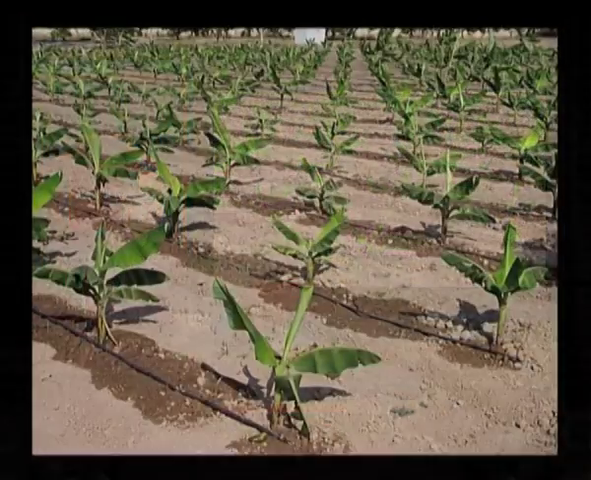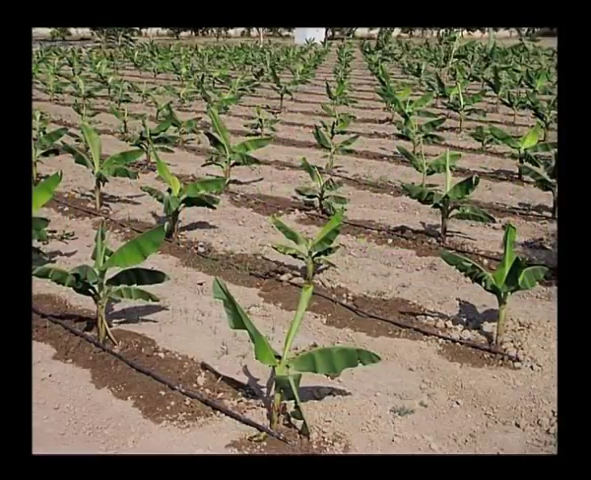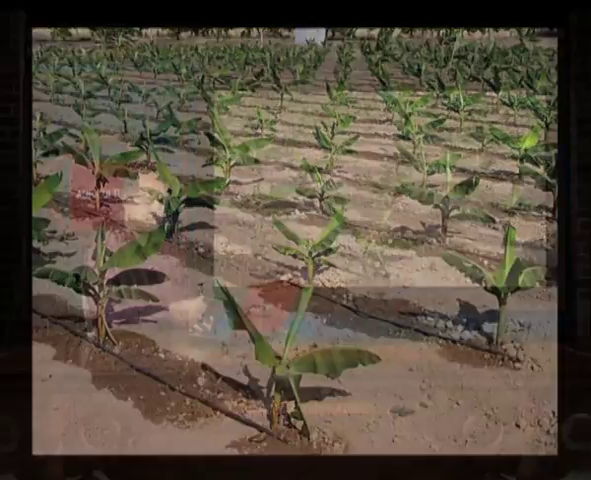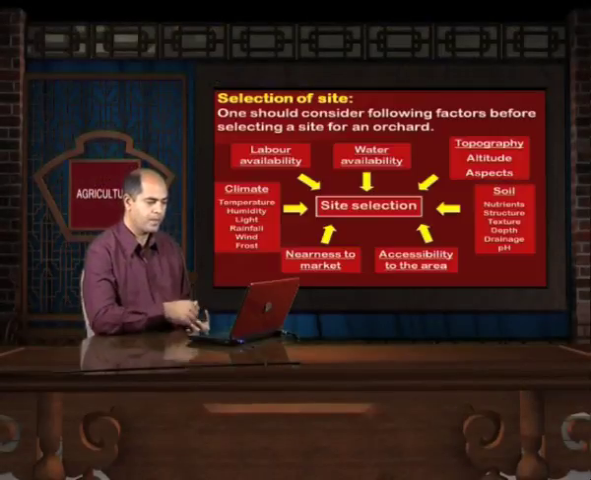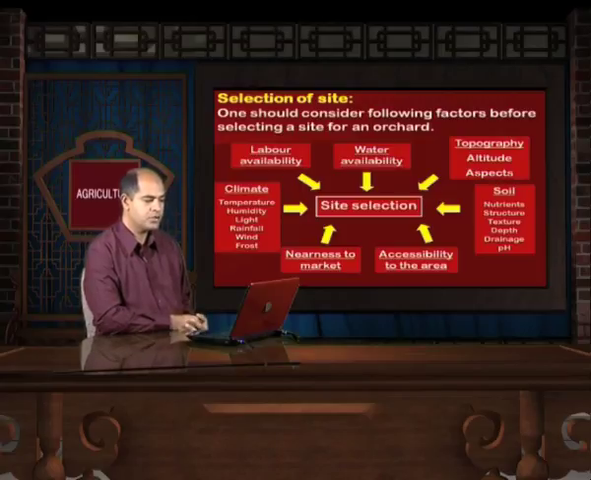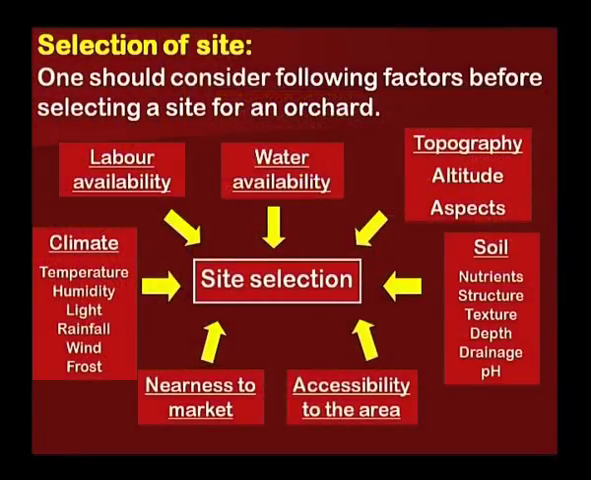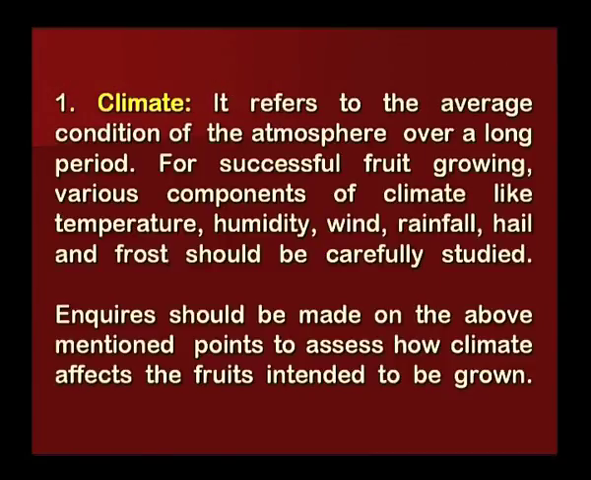In this picture, you can see the early stage of a very well managed banana plantation under drip irrigation system. For selection of site, one should consider following factors before selecting a site for an orchard, and these factors are climate, labor availability, water availability, topography, soil conditions, accessibility to the area, nearness to the market, etc. Now we will discuss each factor in detail.